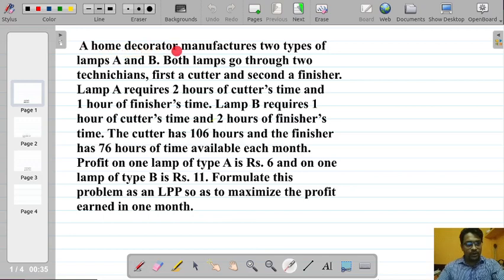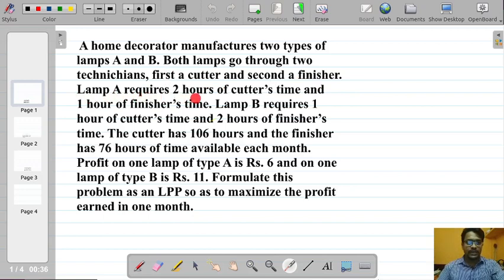A home decorator manufactures two types of lamps, A and B. Okay, and both lamps go through two technicians. First a cutter and second a finisher. Okay, so two types of lamps A and B are produced, and during the manufacturing process there are two stages. First is a cutting stage and the second is a finishing stage. Okay, so both the lamps have to go through two technicians, so there are different technicians for cutting and for finishing. Okay, so some more information is given.